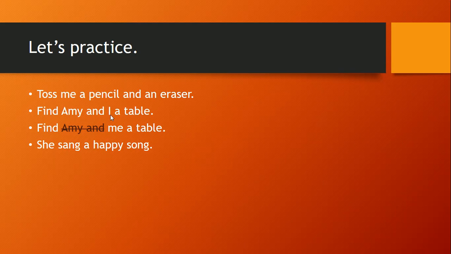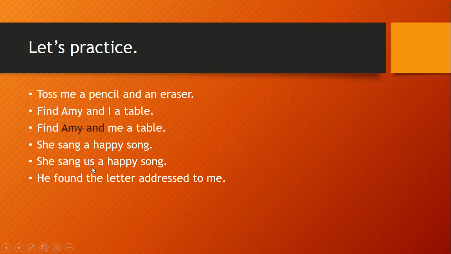She sang a happy song. She sang us a happy song. So here we have a direct object, song. Same direct object down here, but in this case we added us to it. So indirect objects, again, they're optional, but you do have to have the DO in order to have an IO.